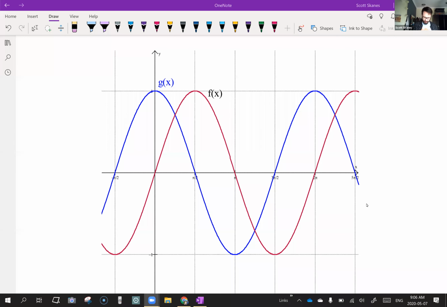I'm just doing a quick practice question on translations here. So the question I asked was, we started with f of x. What's the simplest way I can describe the transformation that's happened to get from the red one to the blue one?